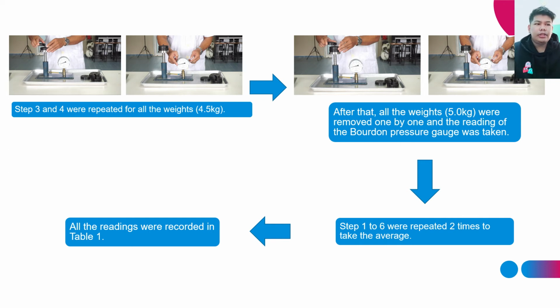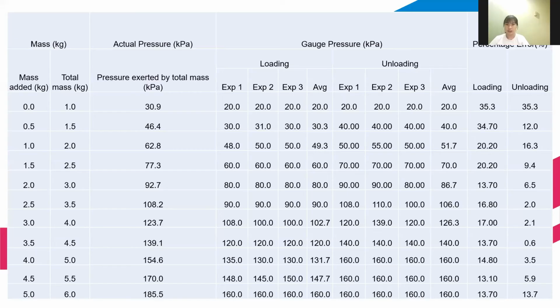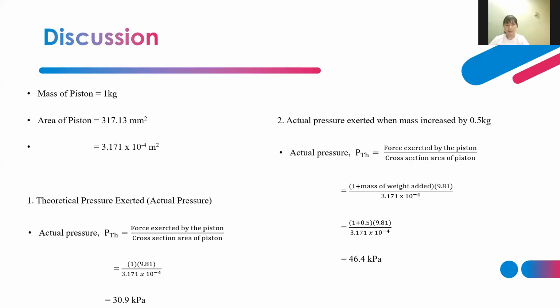Steps 1 to 6 were repeated 2 times to take the average, and the last one is all the readings were recorded in Table 1. Next, I will present the results and discussion. Table 1 shows the data from the experiment.